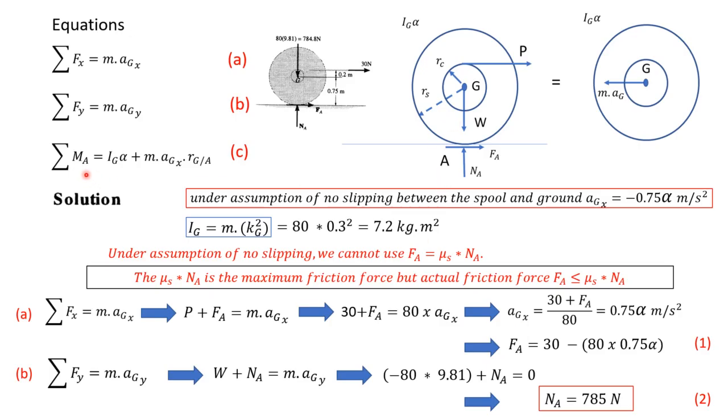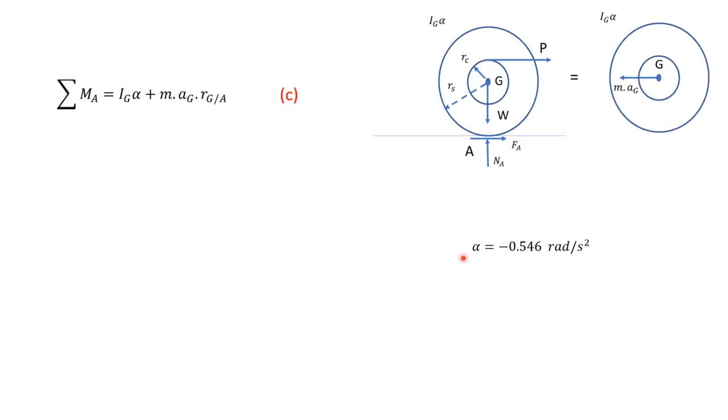So I can go to the moment around the point A. IG is known, the alpha is unknown, the mass is known, the AGX is known in terms of the alpha. The RGA is already found. The MA on the free body diagram is equal to this P multiplied by the distance from P to A. P is known, this is known, so the only unknown we have here is going to be the alpha.